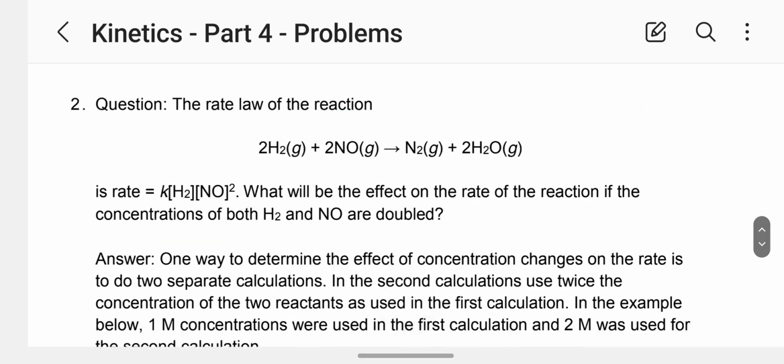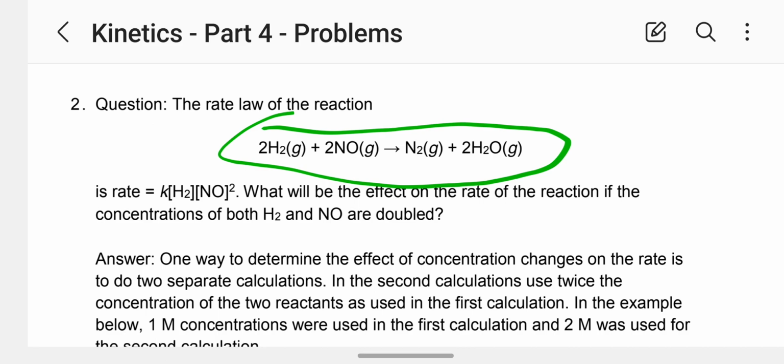Second question, in which you have the rate law of the reaction like this. And what will be the effect on the rate of the reaction if the concentration of both hydrogen gas and nitrogen oxide are doubled? If the concentration is doubled, what will be the effect on the rate of the reaction?